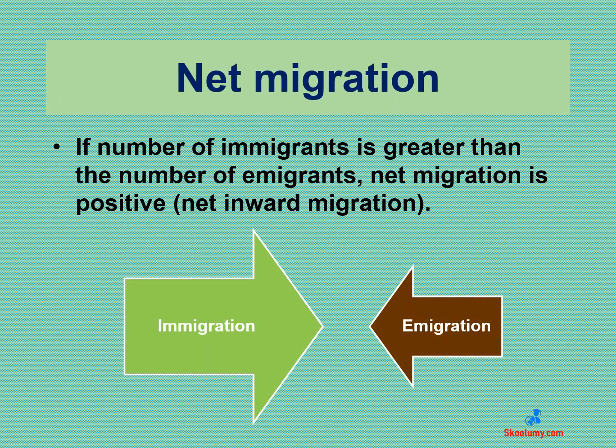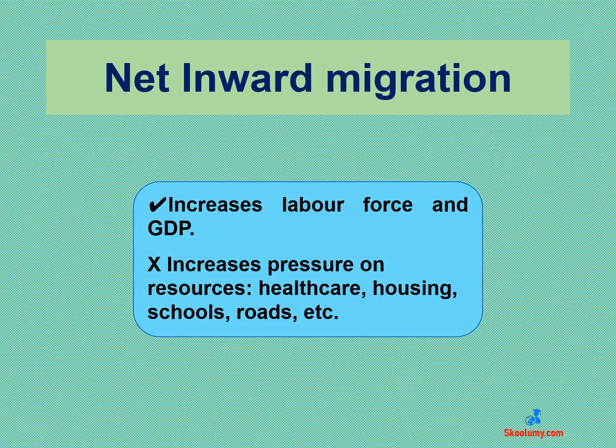If the number of immigrants is greater than the number of emigrants, net migration is positive. This is known as net inward migration. It increases the population. Net inward migration increases the labor force, because the number of people coming into a country exceeds the number leaving it. More workers are available to work in the country, which increases the total output of the country, also known as the gross domestic product, GDP.